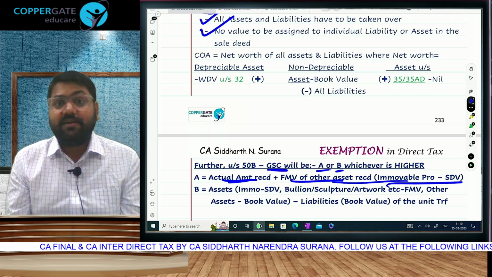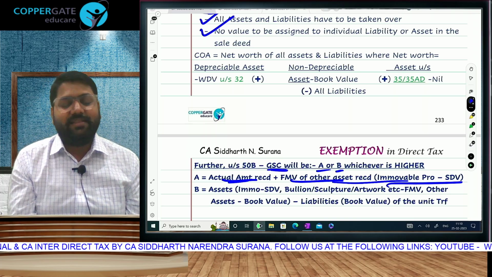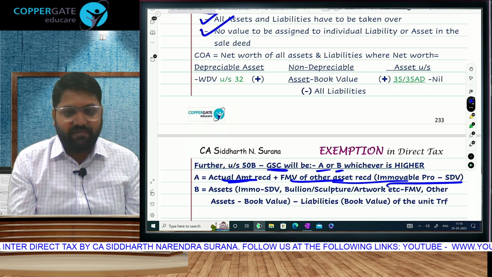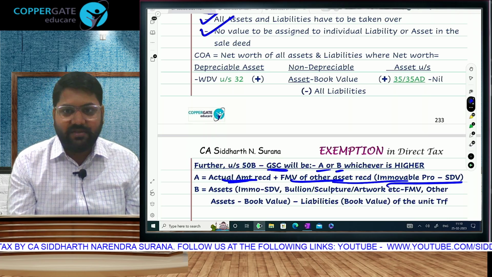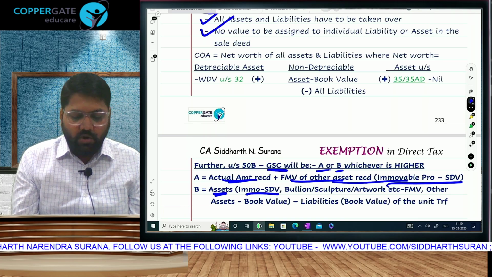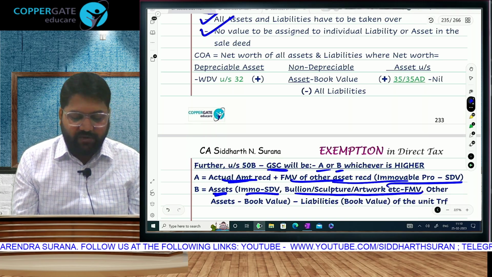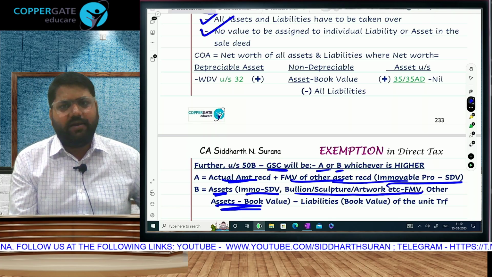However, there are some assessees who are under-declaring this amount, like they were doing in 50C. So, what will we take? We will also take the net worth of the undertaking that is being transferred. Net worth means assets minus liabilities. In assets, for immovable property, the stamp duty value; for bullion, sculpture, artwork, etc., the fair market value. Other assets like debtors, cash, bank, stock, their book value.